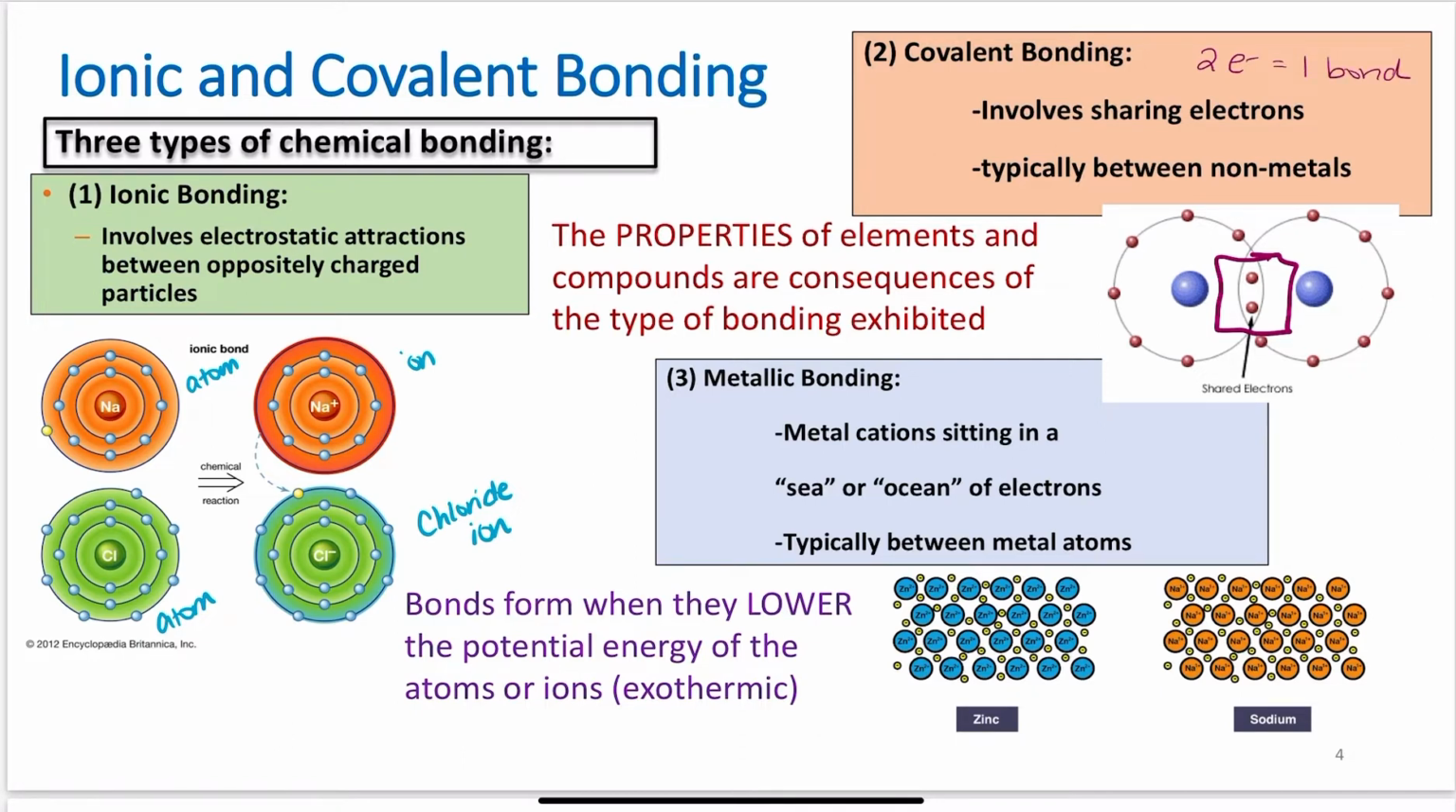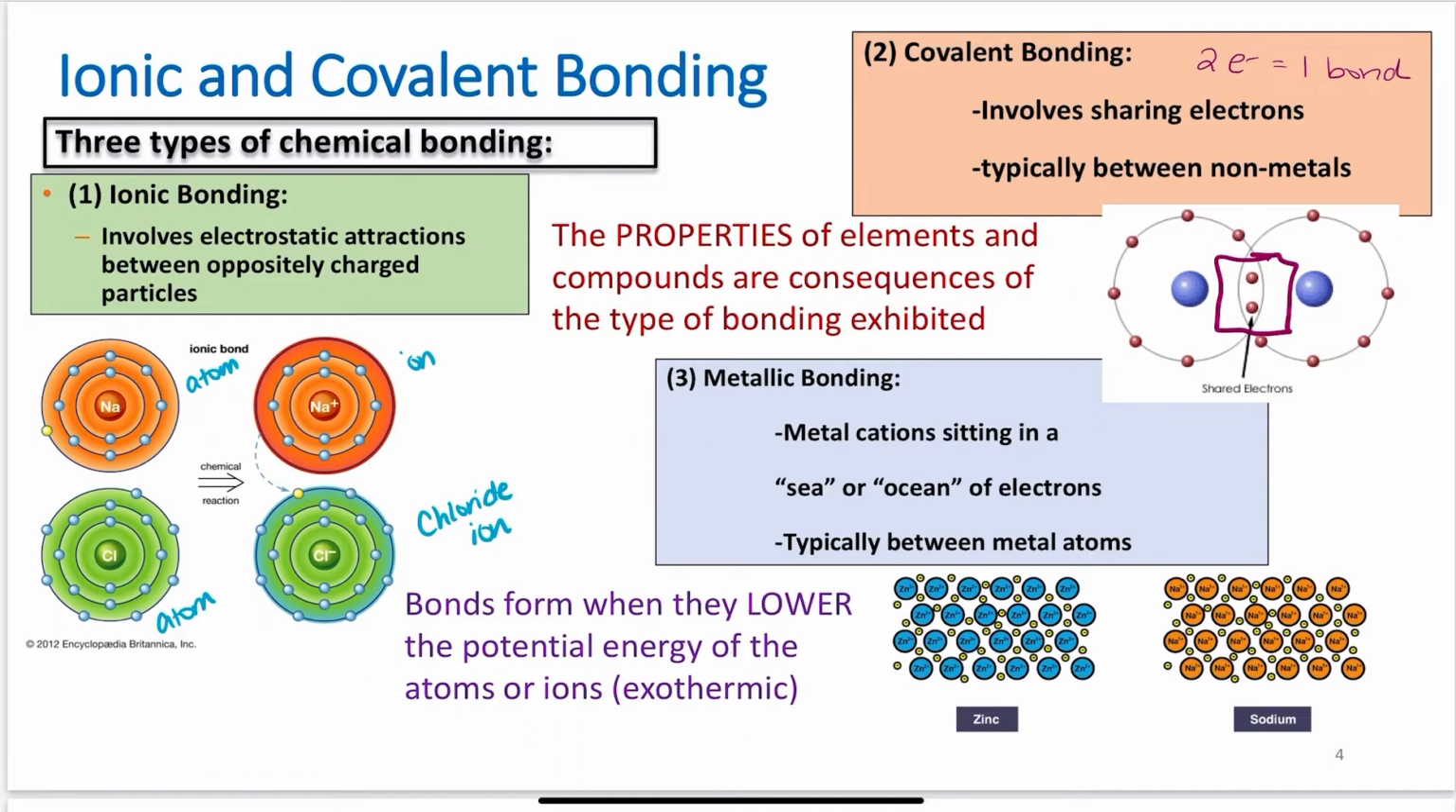The properties of elements and compounds are consequences of the types of bonding exhibited. So, ionic bonds, we see these ionic compounds. They have high melting points. They're hard compounds. Depending if they're soluble, they conduct electricity. Covalent compounds tend to have lower melting points, lower boiling points. They tend to not conduct very well. They're non-electrolytes. Whereas ionic compounds will be either strong or weak electrolytes, molecular compounds are covalent, and those will be non-electrolytes.